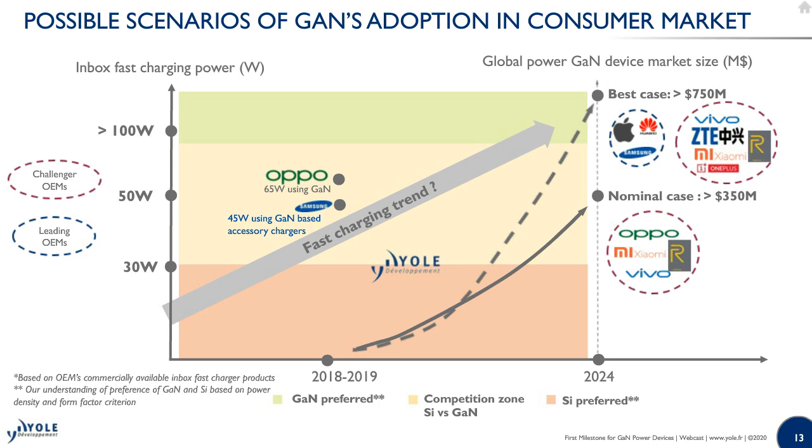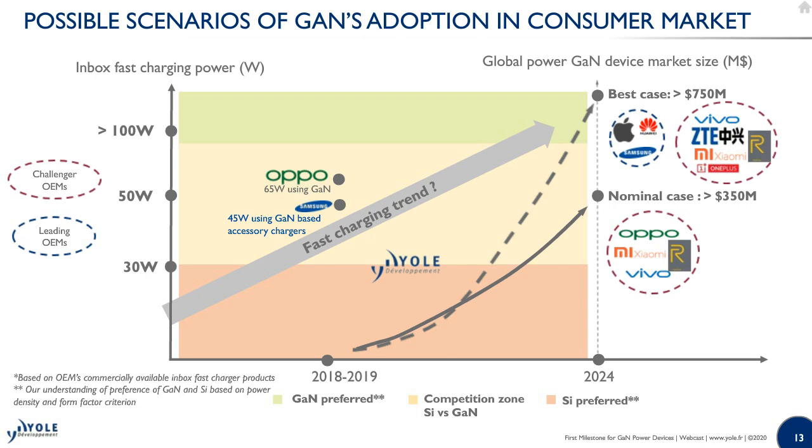So we can understand that the OEM wants to really try out this new product and see its market acceptance through its customers. This adoption can be considered a really positive sign for the eventual adoption in the inbox chargers. In our best case scenario, we expect the market value beyond $750 million in 2024, where we would consider GaN adoption in the luxury flagship models from these three leading players, Samsung, Huawei, and Apple.